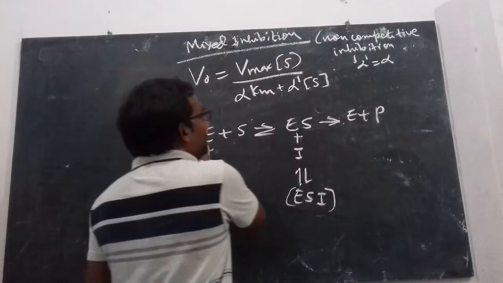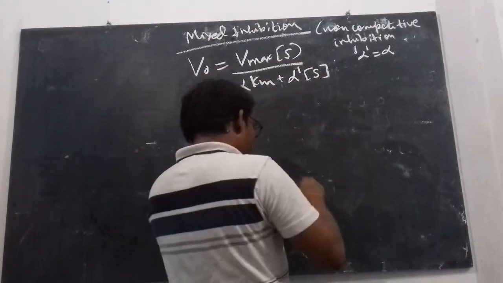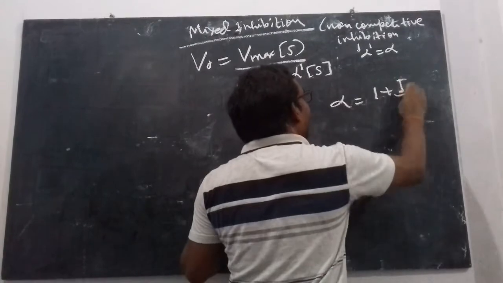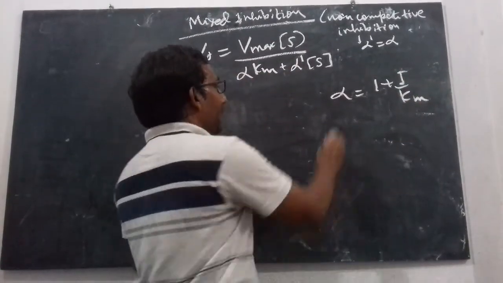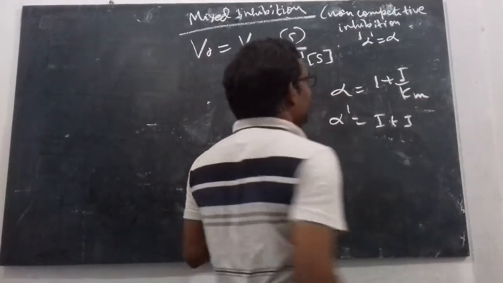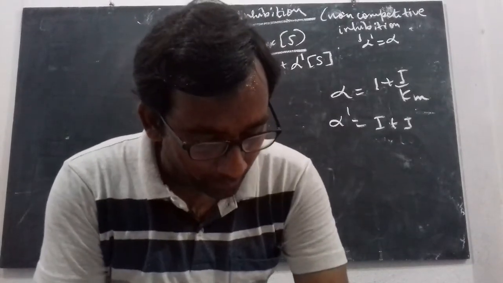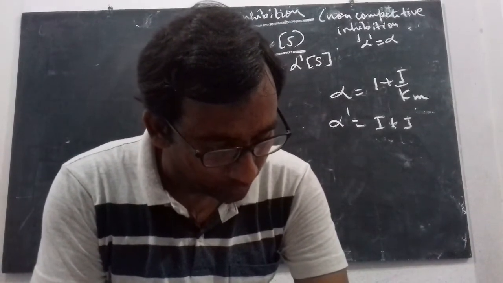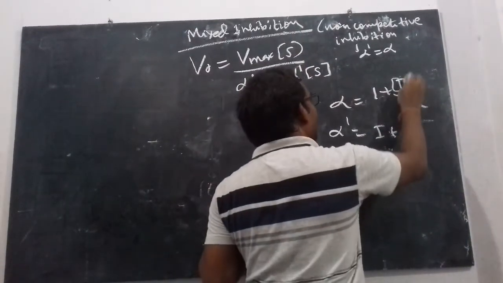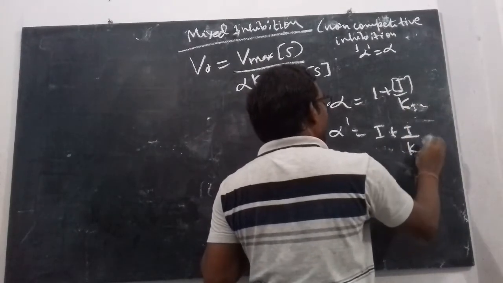Now in a special case, how will you define alpha? You already know what alpha is. Alpha is equal to 1 plus I by Ki, right? And alpha dash is equal to 1 plus I by Ki dash.